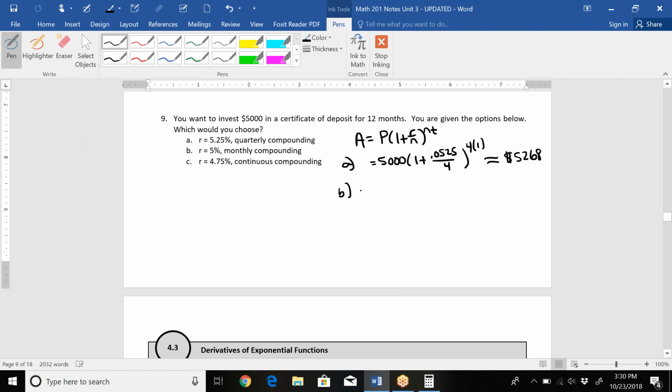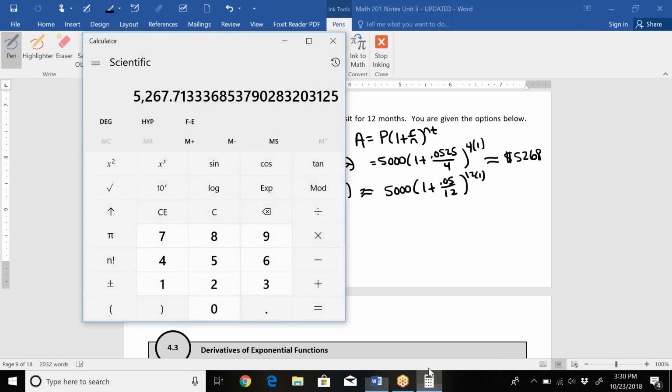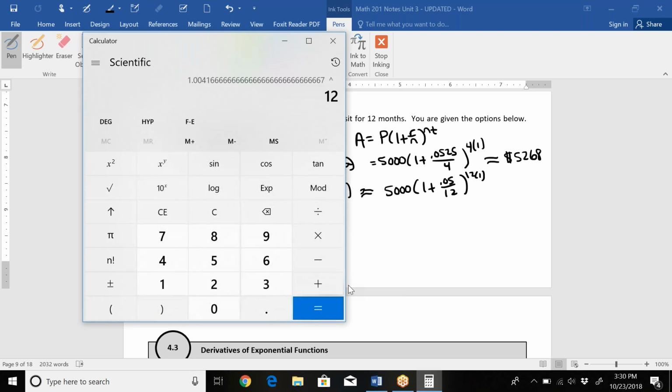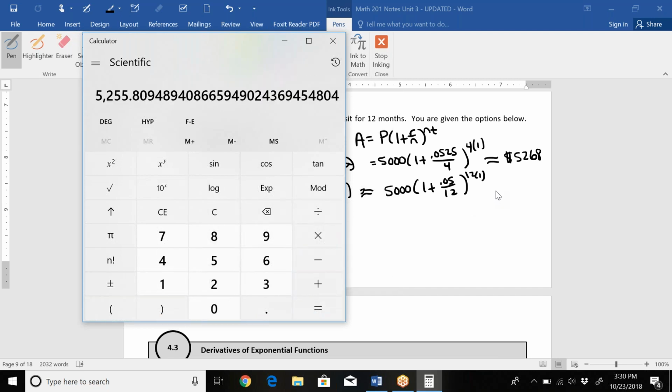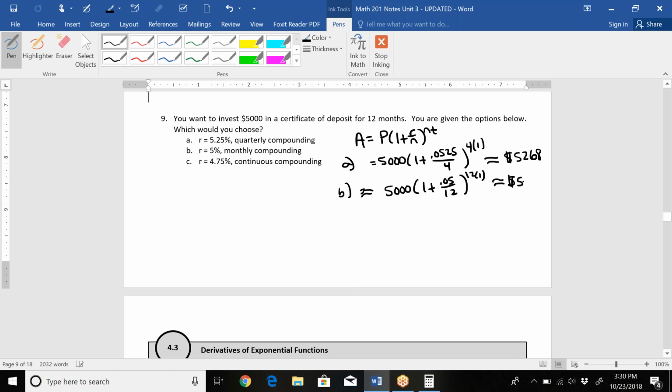Okay, for B, we're going to do a different rate and compounding monthly. So 5,000, 1 plus 0.05 divided by 12, 12 times the 1. Now notice they did compound more, but they significantly lowered the rate by 0.25%. So 0.05 divided by 12 plus 1, and then raise that to the 12th, times 5,000. That's 5,256, which is lower. So it's not as good of a deal.